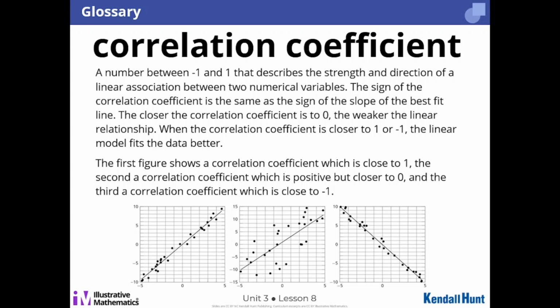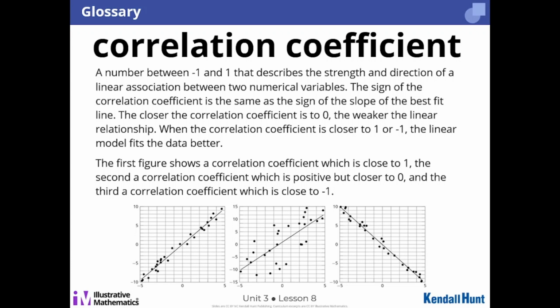The closer you are to a 1 or a -1, the stronger your correlation. The closer you are to that 0, the weaker your correlation. So down at the bottom, it shows these 3 examples. The first picture on the left would be a strong correlation, a strong positive correlation, somewhere close to a +1.